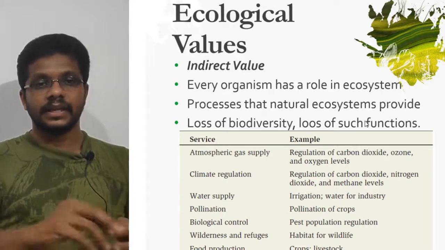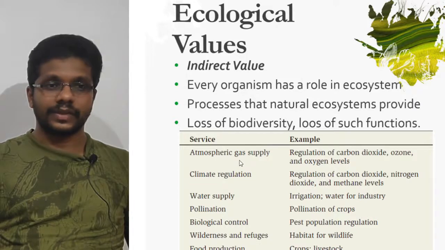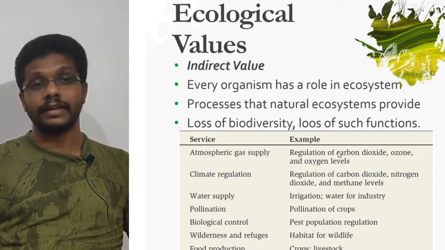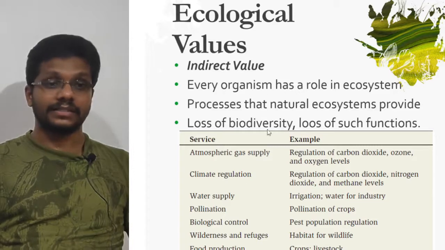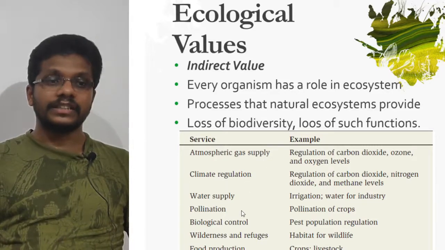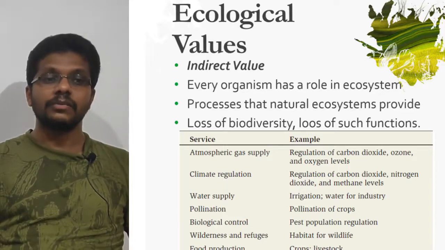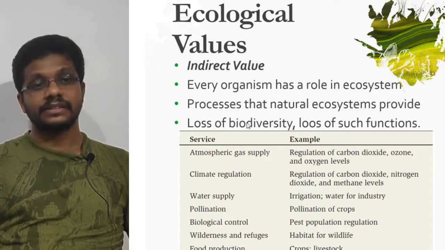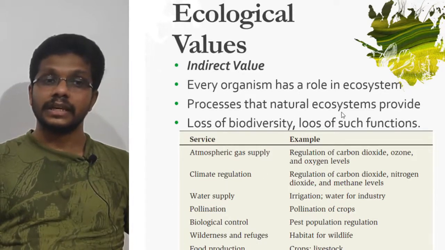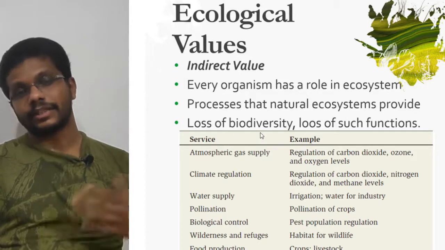And these are the services we are getting from nature, like atmosphere gas supply. We need oxygen, and we need to regulate the carbon dioxide in the environment. That's done by the atmosphere. The climate regulation, water supply, pollination, biological control, like wilderness and refugia, food production. Every service we get from the ecosystem is due to its biodiversity, the health of an ecosystem.